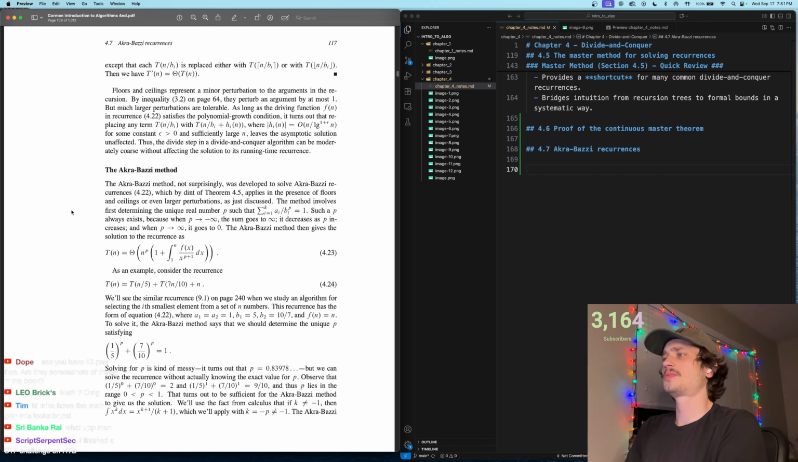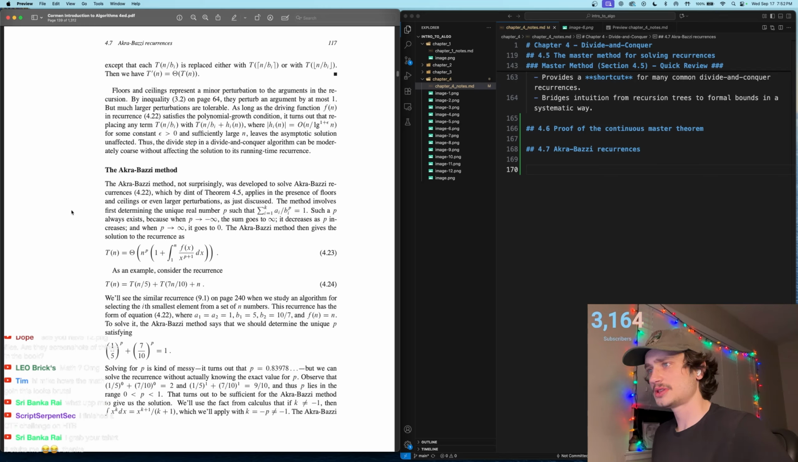The Akra-Bazzi method, not surprisingly, was developed to solve Akra-Bazzi recurrences 4.22, which by dint of Theorem 4.5 applies in the presence of floors and ceilings or even larger perturbations, as just discussed. The method involves first determining the unique real number p such that the sum from i equals 1 to k of a_i over b_i to the power of p equals 1. Such a p always exists. When p approaches negative infinity, the sum goes to infinity. It decreases as p increases, and when p approaches infinity, it goes to 0. The Akra-Bazzi method then gives the solution to the recurrence as this.